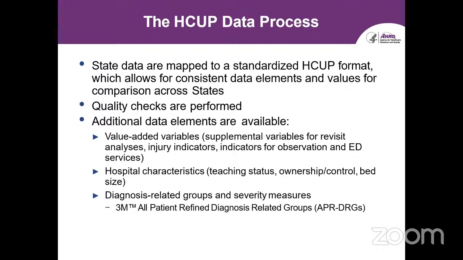State data are mapped to a standardized HCUP format, which allows for consistent data elements and values for comparison across the states. Then quality checks are performed. Then additional data elements are available, like value-added variables, such as supplemental variables for revisit analysis, injury indicators, indicators for observation and emergency department services, hospital characteristics like teaching status and bed size, then the diagnosis related groups and severity measures.